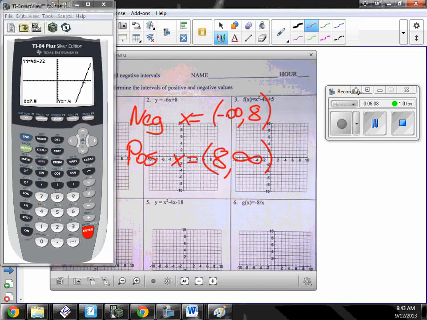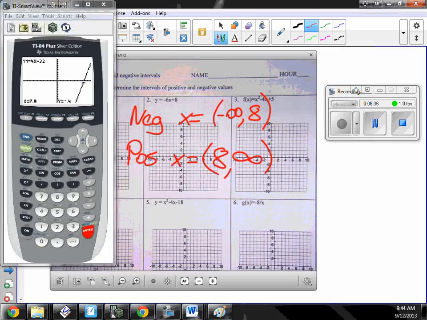Does everybody get that? Well, good. That's a good question. Is 8 included in my positive interval? When I plug in 8, I get 0. Is 0 positive or negative? Neither. So at 8, we have no positive or negative numbers. We have 0, which is neither. All right?